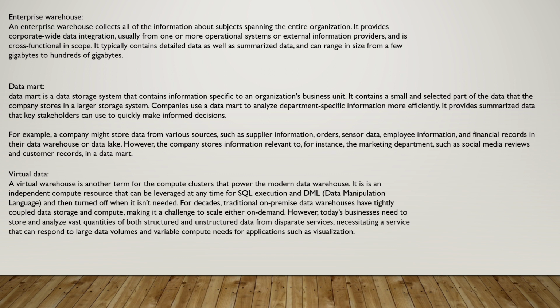For decades, the traditional on-premises data warehouse has tightly coupled storage and compute, making it a challenge to scale on demand. However, today's businesses need storage and analysis of vast quantities of both structured and unstructured data from disparate sources, necessitating a service that can respond to large volume and variable compute needs for applications such as visualization. This is all about the three data warehouse models.